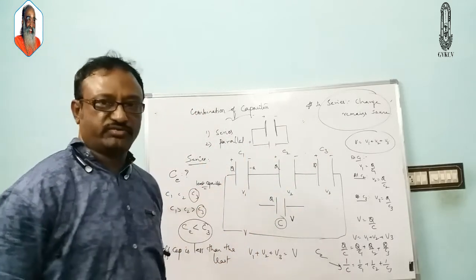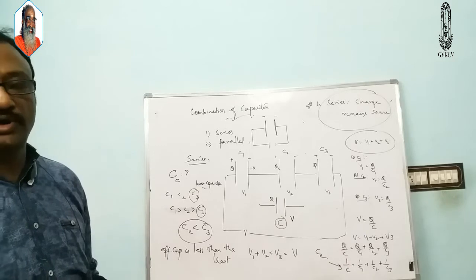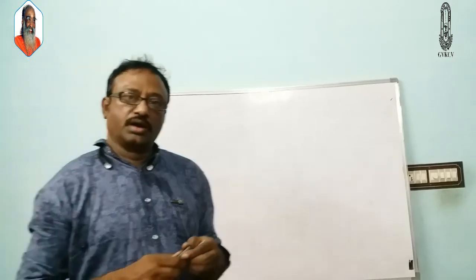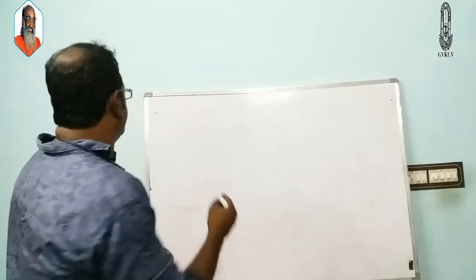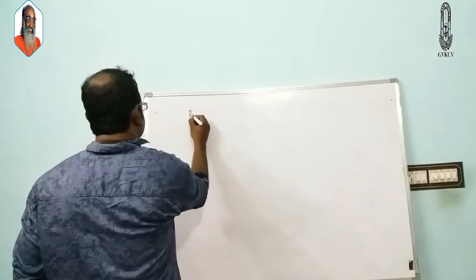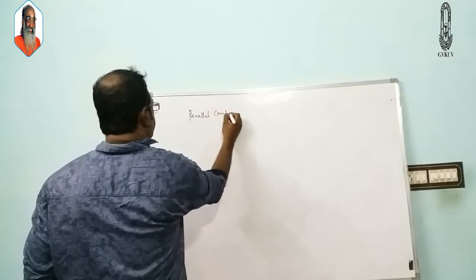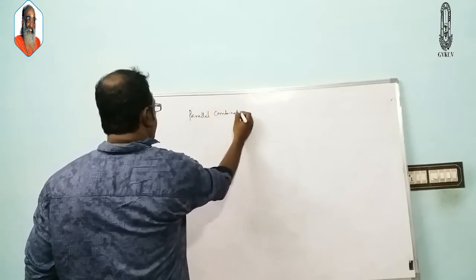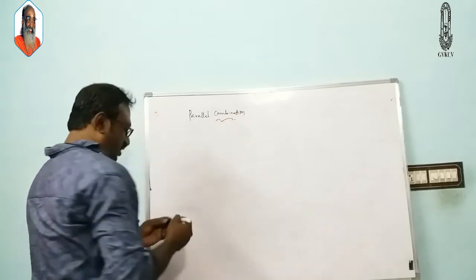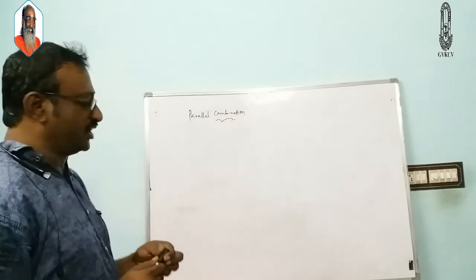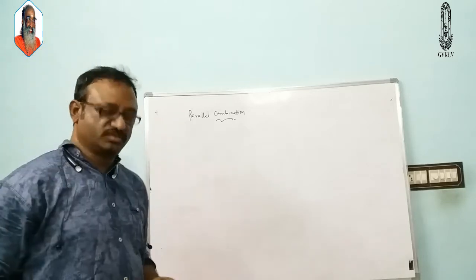Now pause the video, take the screenshot, and coming to the next combination, that is the parallel combination. After understanding the series combination, you can easily understand this parallel combination. And already in your 10th class you learned about the resistances combination, so this can be easily understood.